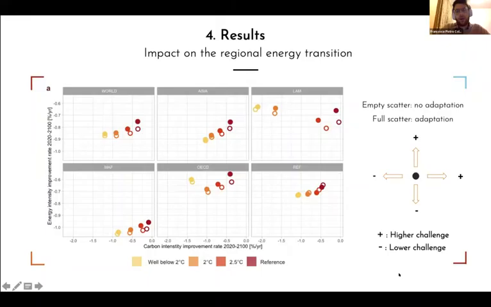Whereas if we shift downward or left, it means that we have an improvement and a lower challenge to the energy transition.